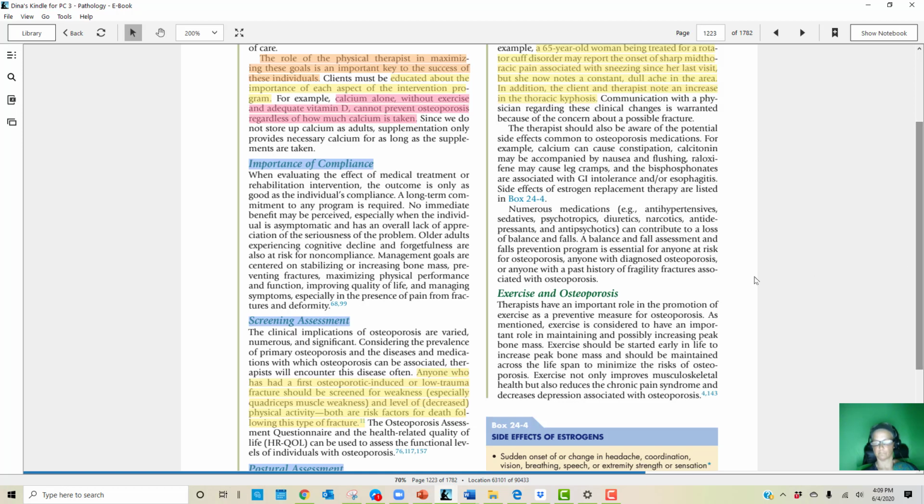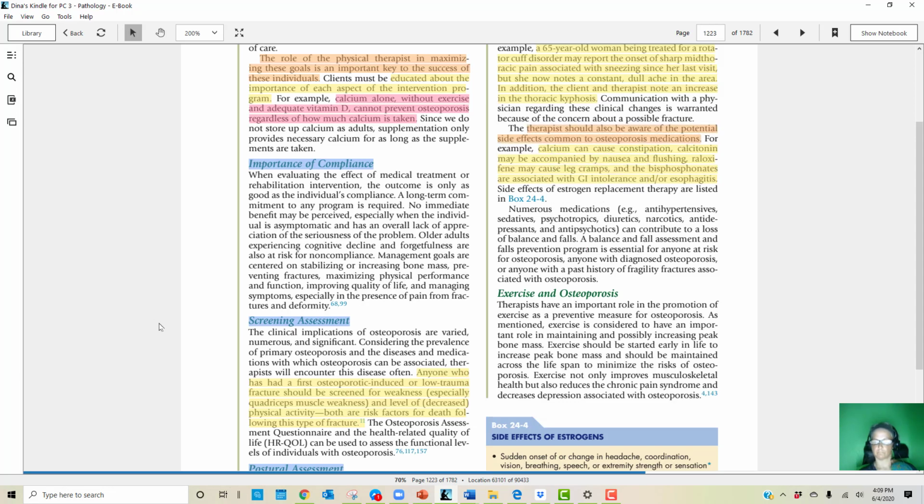The therapist should also be aware of the potential side effects common to osteoporosis medications. For example, calcium can cause constipation, quercetin may be accompanied by nausea and flushing, raloxifene may cause leg cramps, and the bisphosphonates are associated with GI intolerance and/or esophagitis. Side effects of estrogen replacement therapy are listed in Box 24.4.